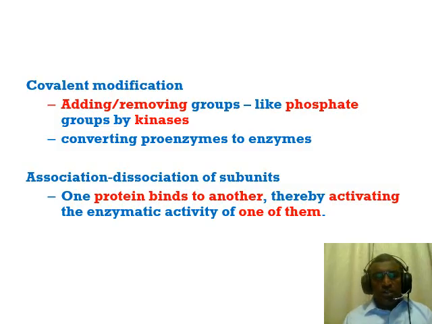Then you also have this association dissociation, and this one uses the aid or help of, for instance, a G protein. This one is involved in signal transduction, where the enzyme could be bound with a G protein, and therefore it also activates the enzyme entirely.